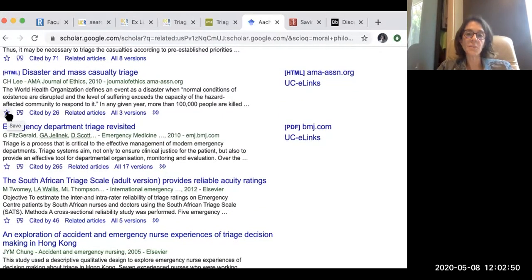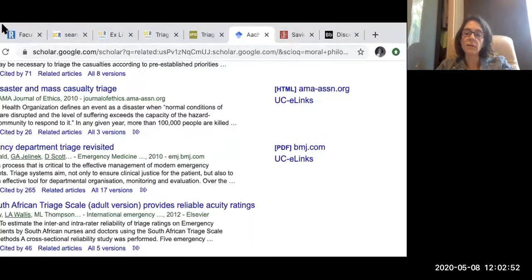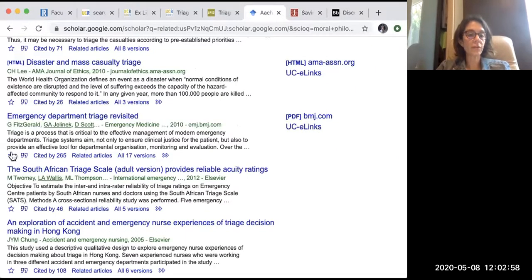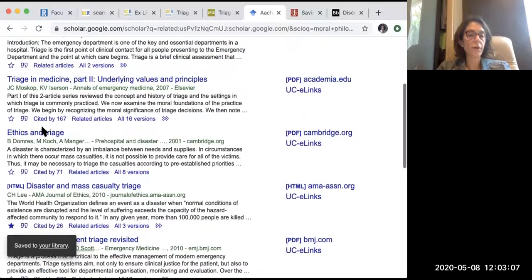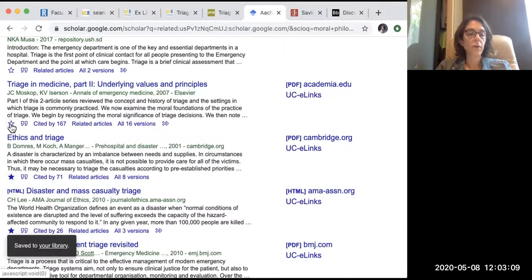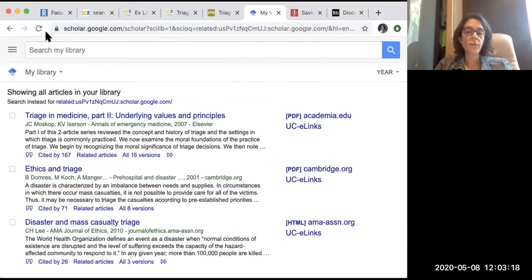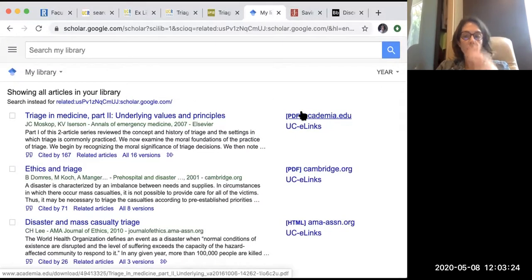I could star it since I'm signed in. You see my little picture up here. I signed in to our Gmail Google, so I could just star it. And where is it? Disaster and mass casualty triage. It saves it to my library then. Underlying values. So I'm just going to star these, and then it's saved to my library, and they're all here, so I can come back to them later. Though if I want to access them here, I'm going to have to be signed into both my Google Gmail account and signed into the library and have global checks.